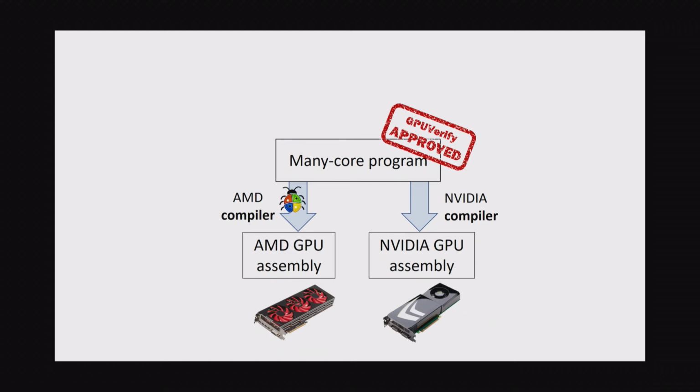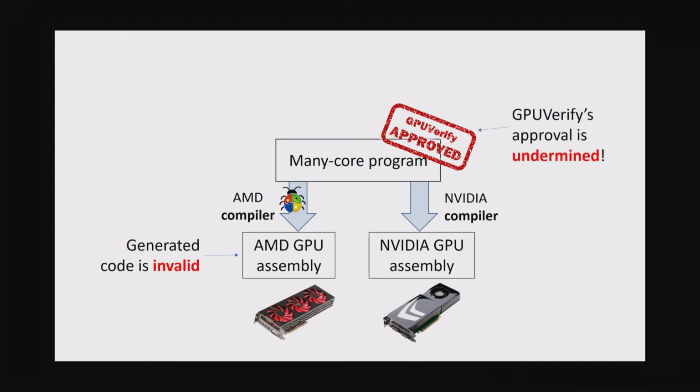Very good. Do I trust my compiler? Okay, what if there's a bug in the compiler? We've reasoned about this program, but it's been compiled into some low-level code that's invalid. It doesn't actually respect the meaning of the original program. In particular, for what it's worth, that would invalidate any guarantee a tool like GPUVerify had given you, because GPUVerify has reasoned about the source program, not the target program.